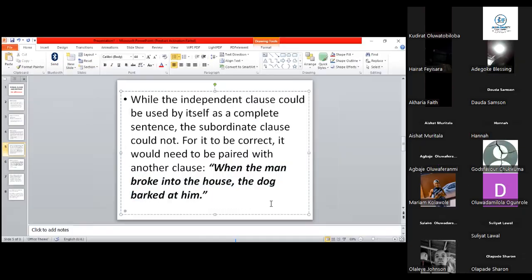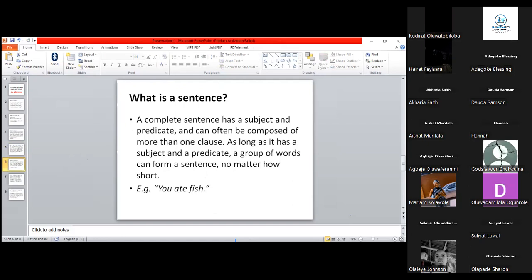When the man broke into the house, the dog barked at him. You can see that that is a complete thought now. So without wasting our time, let's move on to the last part, a sentence. What is a sentence? A sentence has a subject and a predicate and can often be composed of more than one clause.